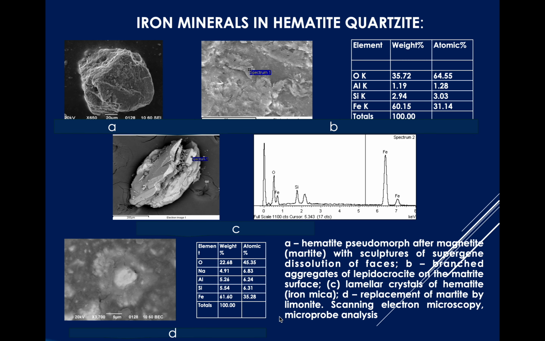Relict magnetite, hematite, martite, iron mica, goethite, and lepidocrocite can potentially be extracted from hematite quartzites into concentrate. However, goethite, hydrogoethite, and hydrohematite contain impurities that can reduce the quality of iron ore concentrate. Therefore, it is better to remove them from the composition of iron ore concentrate.